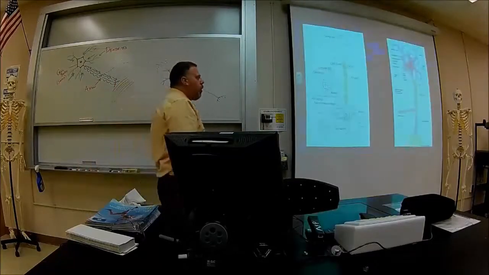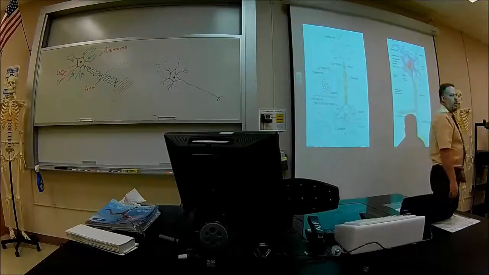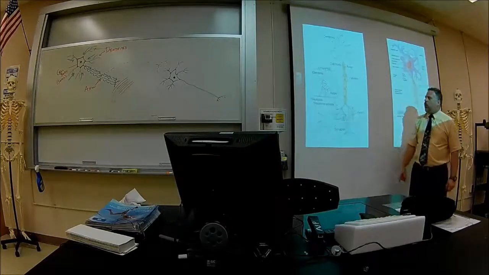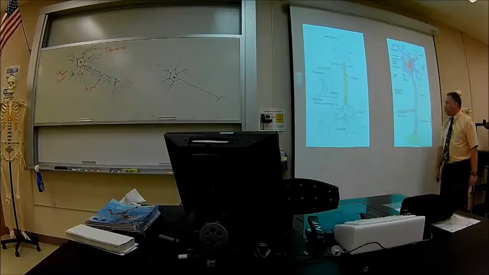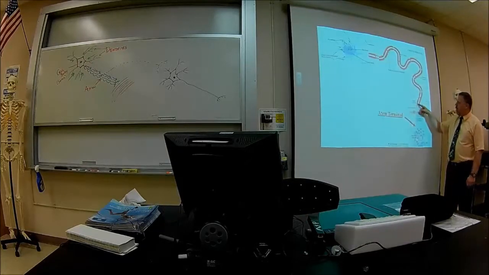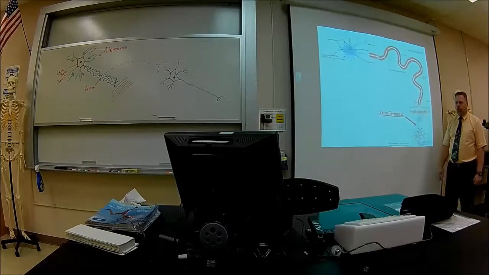Okay? This is just showing you similar pictures of what I drew. How they go to other neurons over here. You can see the myelin going over here. Showing the same thing. There's the axon terminal right over here to a muscle or another dendrite of another cell.